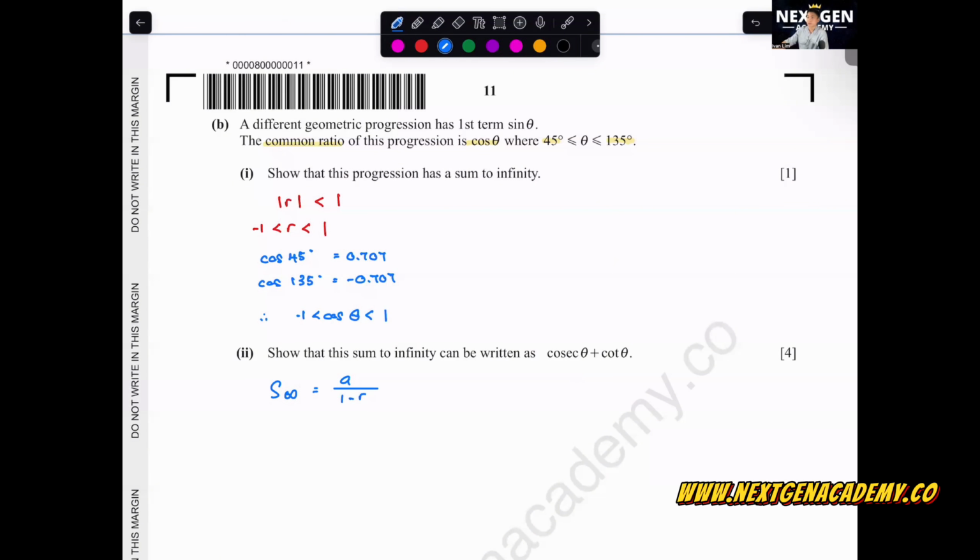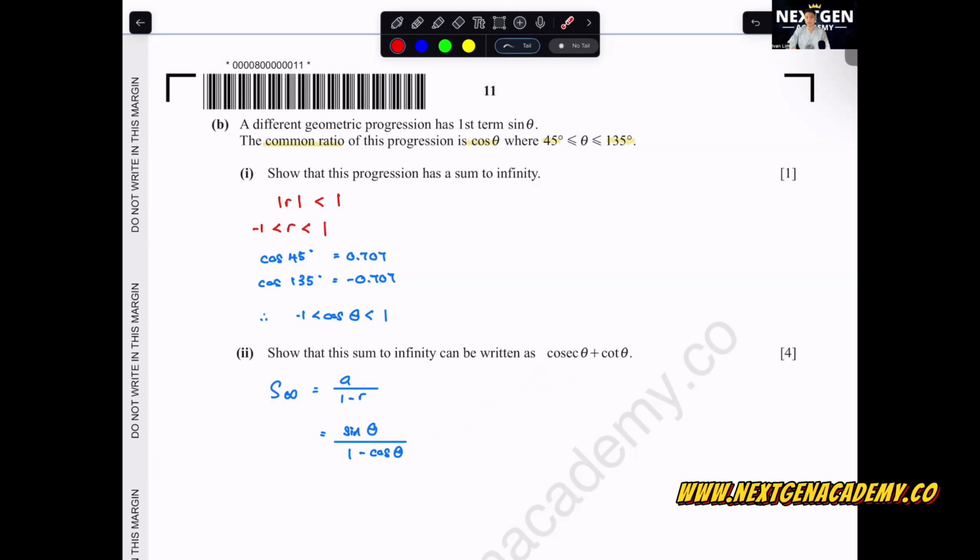Okay, what did they give us? First term is sine theta over 1 minus cos theta. So sine theta over 1 minus cos theta. You might be thinking, from here, how do we simplify to cosec theta plus cotangent theta? There's a reason why it's a 4-mark question.